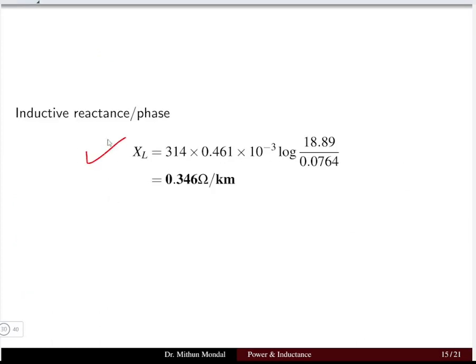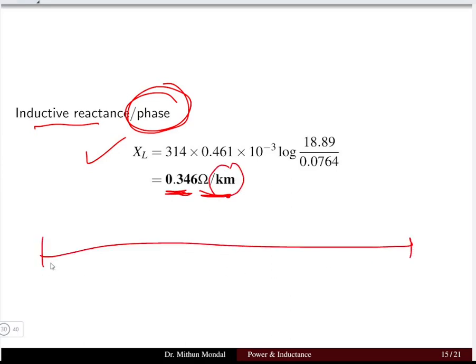So XL, we have calculated the inductive reactance on a per phase basis. We are getting 0.346 ohm per kilometer. Now why per kilometer? Because the net length of the transmission line is not given to us. So what we do is calculate the parameters, that is the inductance and the capacitance, per kilometer. Capacitance we will take later. Now we are focusing on the inductance of the line.